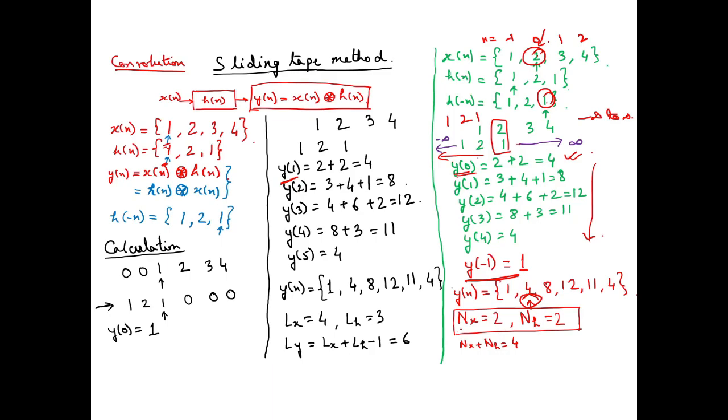So if you see n of x, what is n of x? N of x is the number of values after the origin. So the number of values after the origin in x is 1, 2. Okay, so n of x is 2. Similarly, n of h after the origin, how many values are there? 2, right? N of h is also 2. So nx plus nh is equal to 4. So we got this magic number.